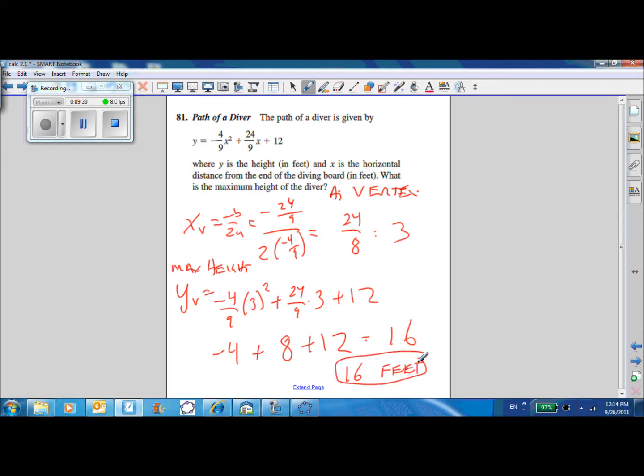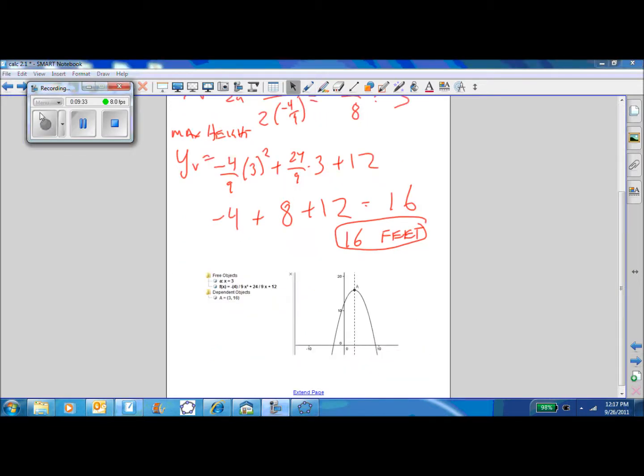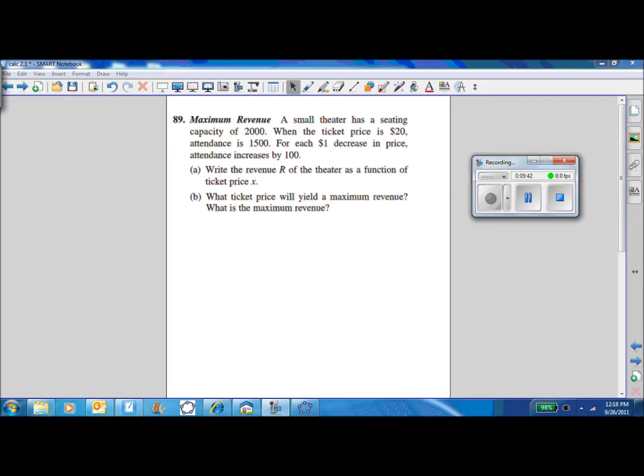Let's check this on GeoGebra. And sure enough, GeoGebra agrees with me with the max height here at the vertex at (3, 16). Finally, let's look at this word problem, max revenue. A small theater has seating capacity of 2,000. When the ticket price is $20, attendance is 1,500. For each dollar decrease in price, attendance increases by 100. Write the revenue as a function of the ticket price, x.